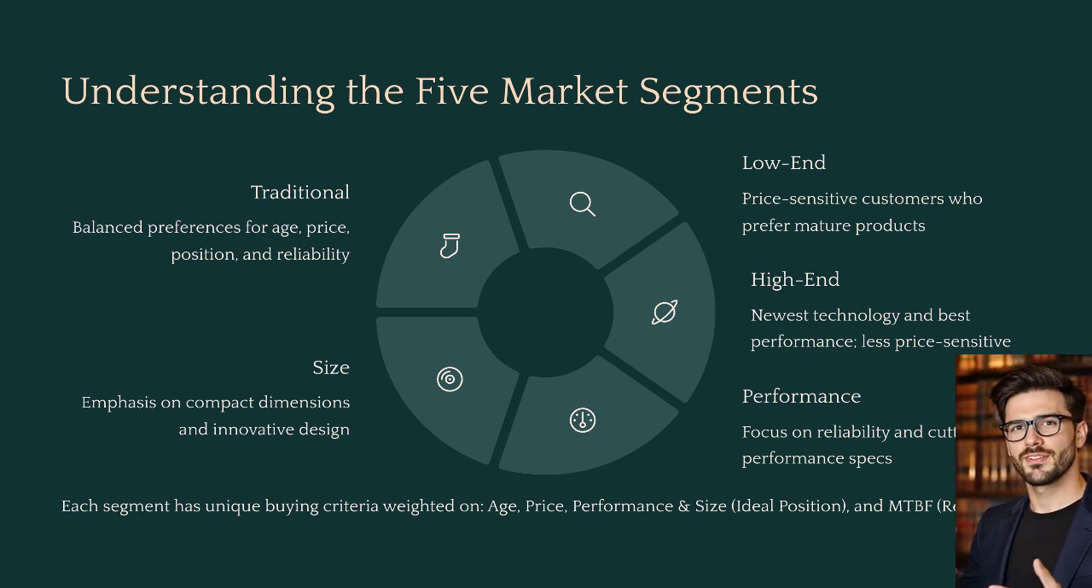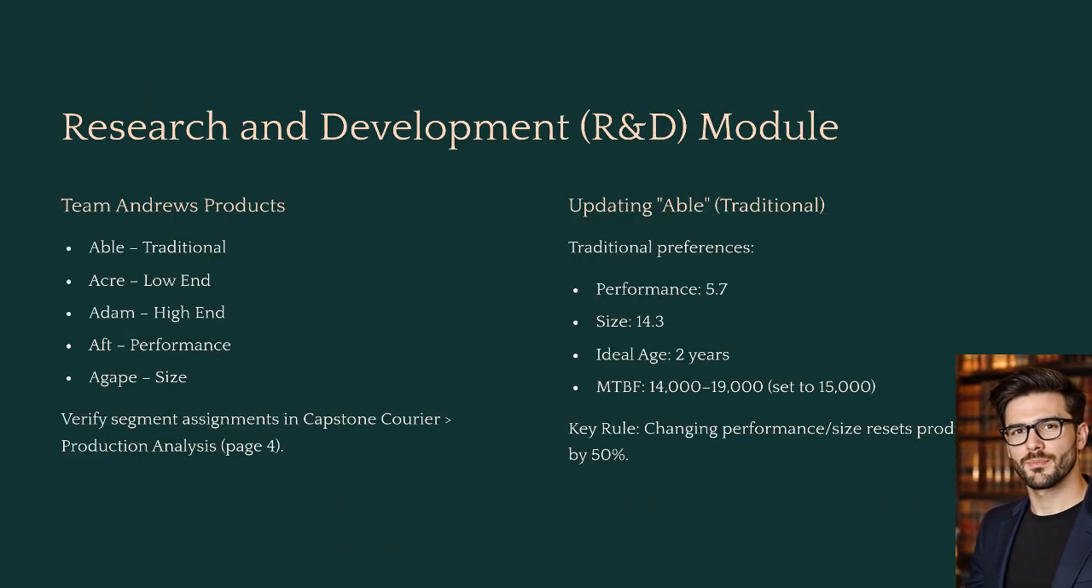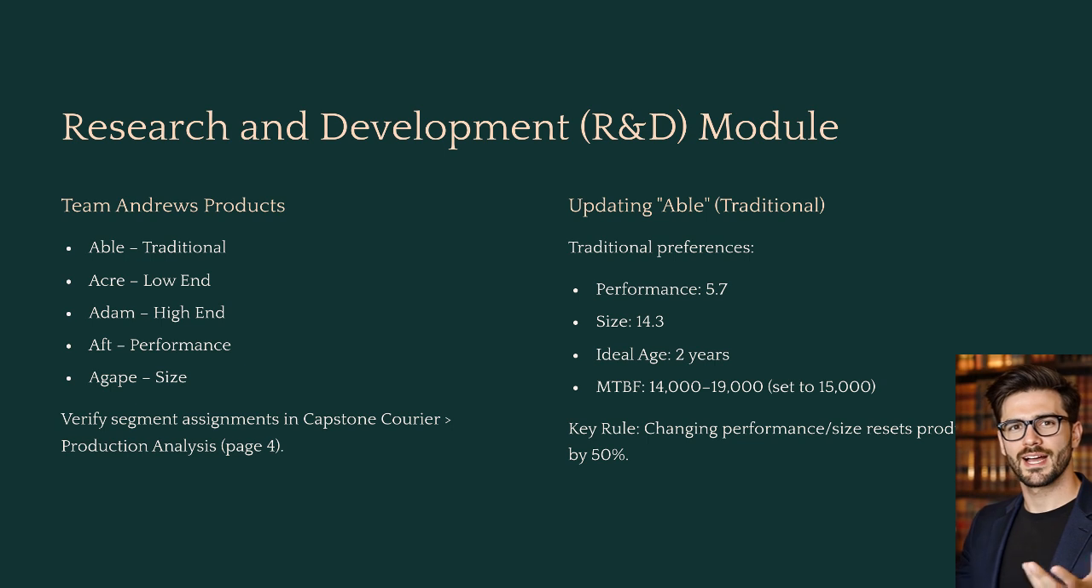3. Research and Development, R&D, module. Let's begin with R&D, where we update each product's specs. For Team Andrews, our products are Able, traditional; Acre, low-end; Atom, high-end; Aft, performance; Agape, size. You can verify segment assignments in the Capstone Courier Production Analysis, page 4. Magnifying glass, tilted right, step by step, updating Able, traditional product, from the Situation Analysis.